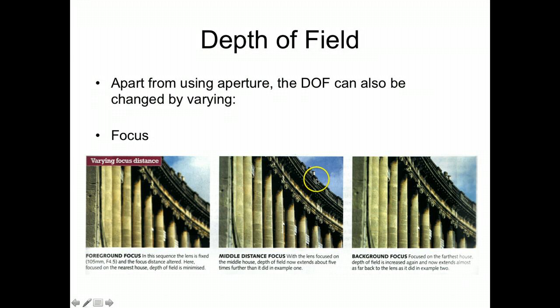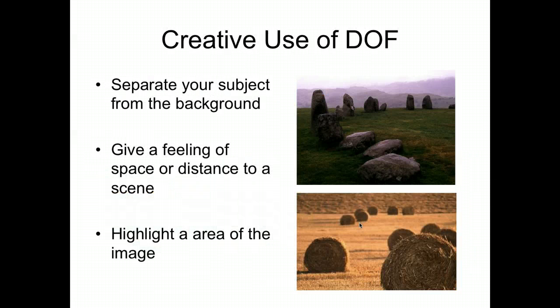Here with a middle distance focus, they start to come a little bit more into focus, but with a background focus, they are completely in focus. Now, just to reverse that, with foreground focus, you notice that this column in the foreground is in focus, now a little bit out of focus, and in the background focus, it's being thrown completely out of focus. So depth of field can also be changed through that.